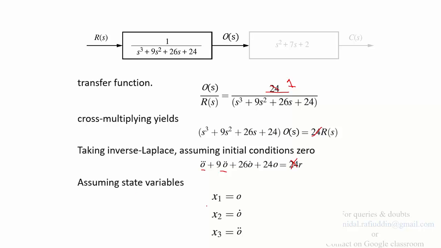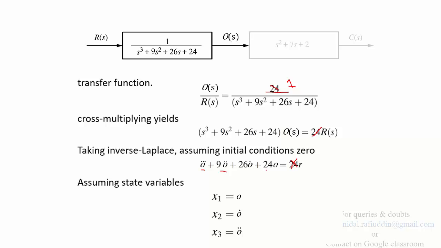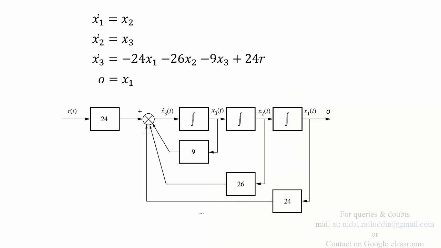Now if we assume state variables as x1 equal to O, x2 equal to O dot, x3 equal to O double dot, what we get is x1 dot is equal to x2, x2 dot is equal to x3, and x3 dot is equal to minus 24 x1 minus 26 x2 minus 9 x3 plus 1R. So you assumed O as x1, O dot as x2, and O double dot as x3. And you have the output O, which is equal to x1.